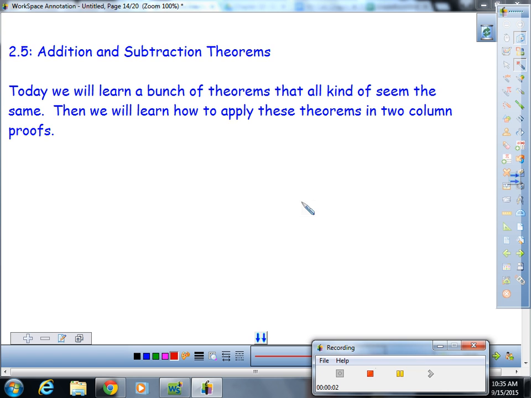All right, so today we've got 6 new theorems. It should be 8 or 4, but they picked 6, and you'll see why in just a second. But really, they're all almost the exact same theorem. We've got angle addition theorem, angles addition theorem, angle subtraction theorem, segment addition, segments addition, and segment subtraction. Don't even sweat it. Here we go.